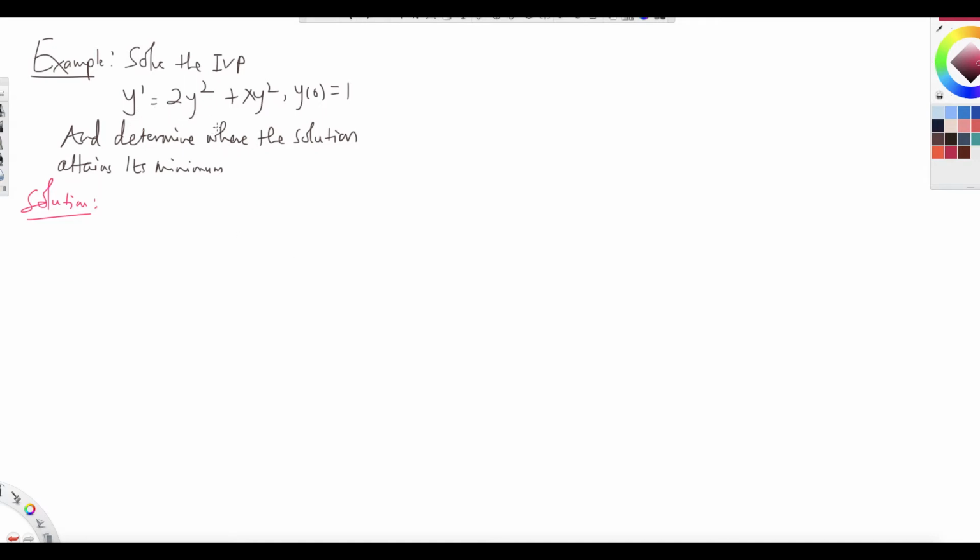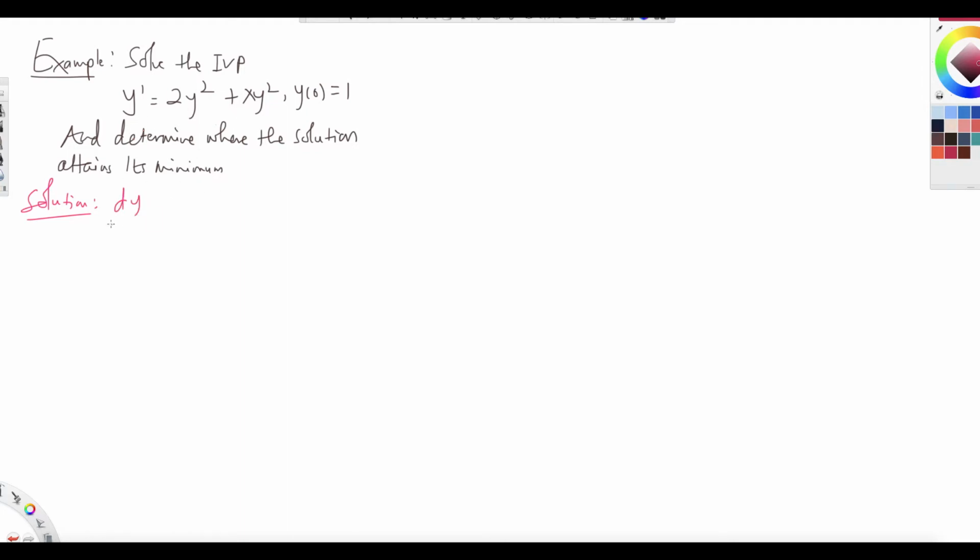2y squared plus xy squared, and y at 0 is 1, and determine where the solution attains its minimum. So the idea here is you need to find the solution of this. After you get the solution, you will get the particular solution, because you will be plugging in the initial values there, and after you get that, you will have to minimize that. You have to find the critical points and then do all those things again. Okay, guys. All right. So let us try to solve this first.